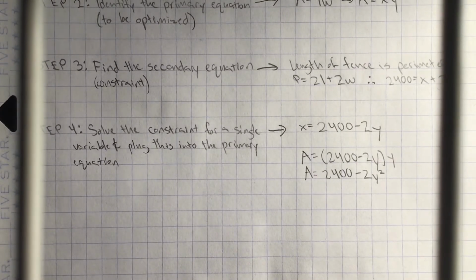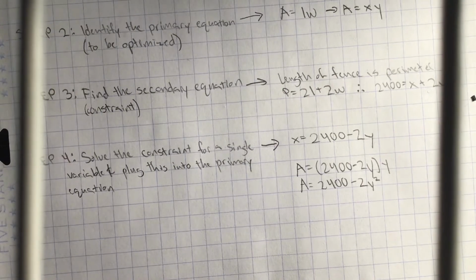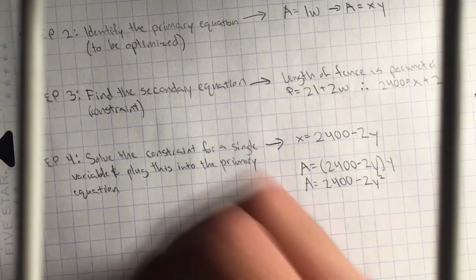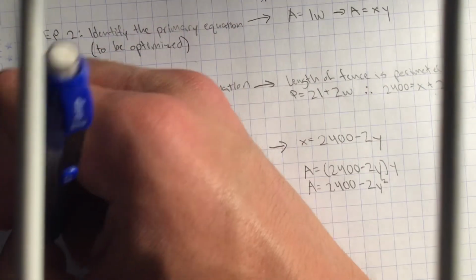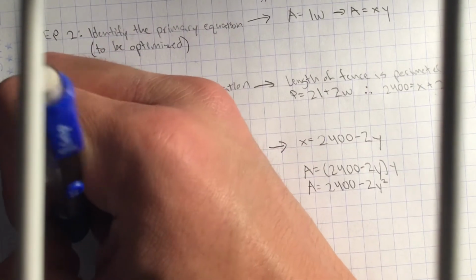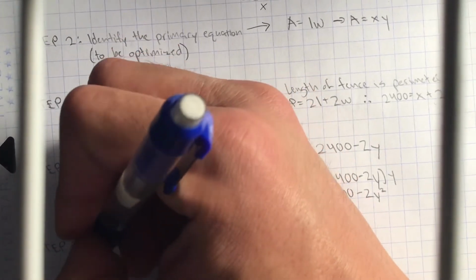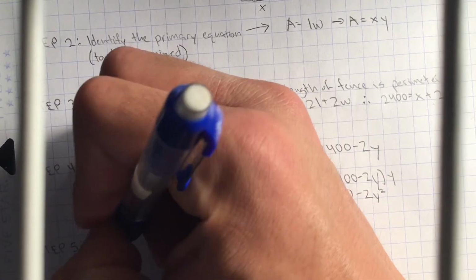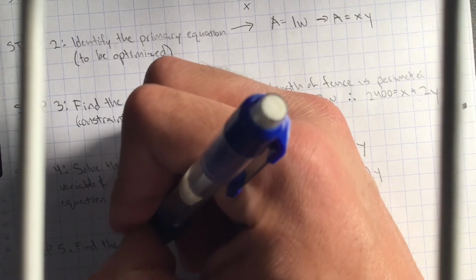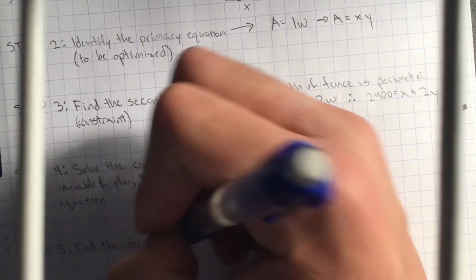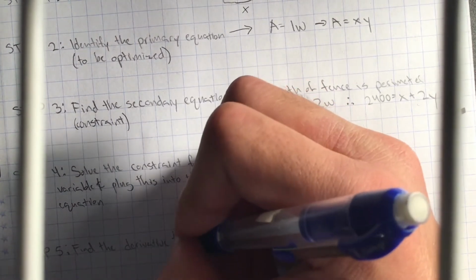Now, our next step, this is where things get a little bit more calculus related. Step 5 is to find the derivative of what we just found and set it equal to 0.